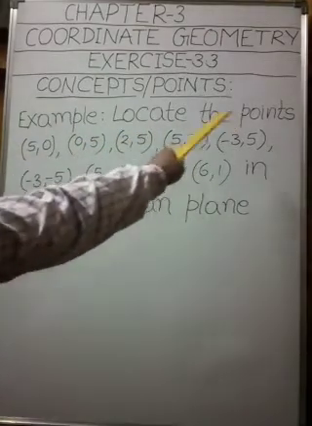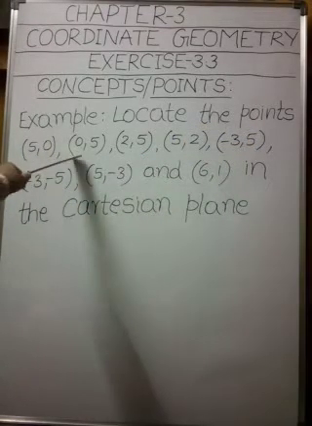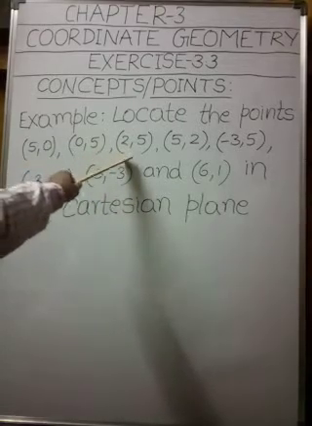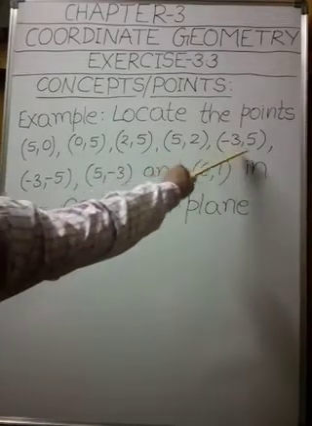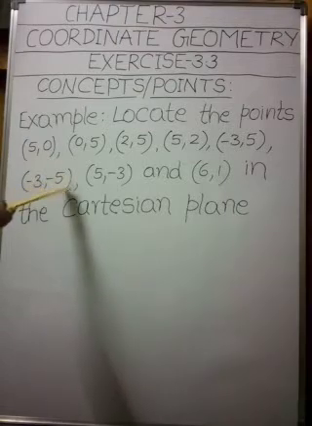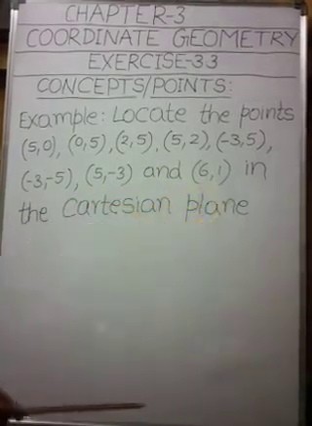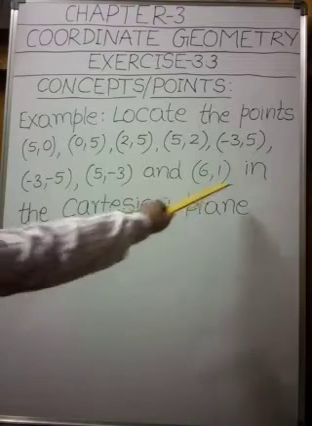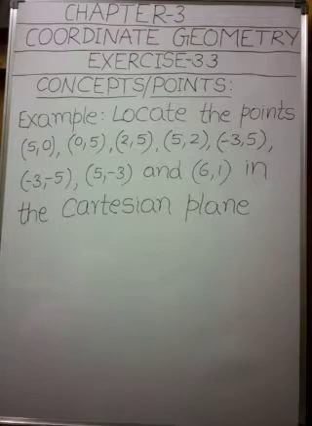Locate the points: ordered pair (5, 0), (0, 5), (2, 5), (5, 2), (-3, 5), (-3, -5), (5, -3), and (6, 1). These are the given points. We have to locate these points in the Cartesian plane, on the graph paper. Okay, my dear children? Right.